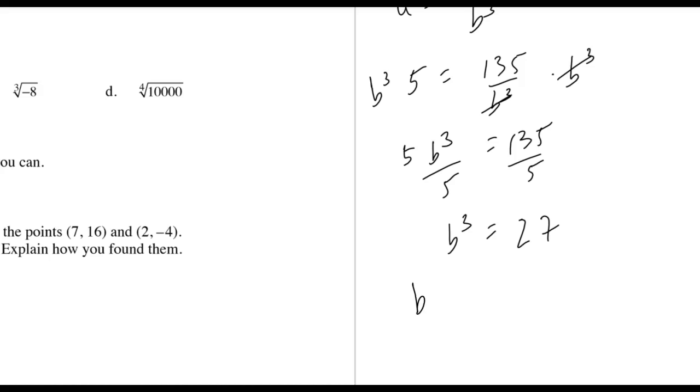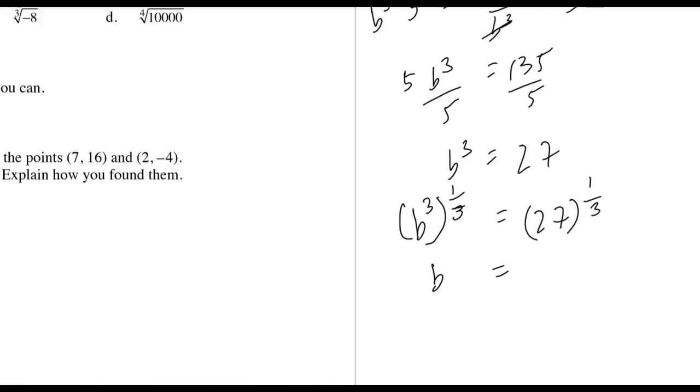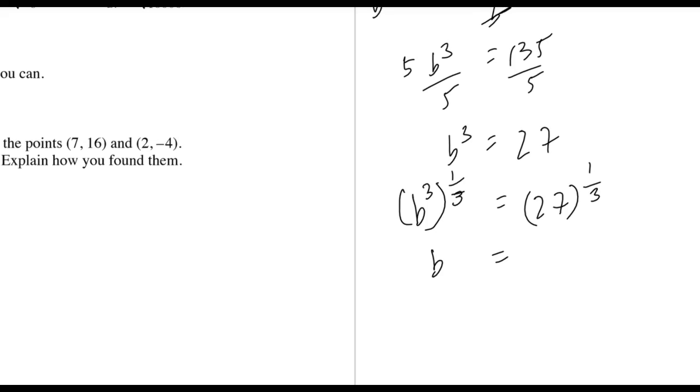Well, once again, b to the third to some power equals 27 to some power, right? So what if I took this to the 1/3 power? Then this would just cancel out and make it b, right? Equals, of course, if I did that to that side, I have to do it to this side, right? So what's 27 to the 1/3 power? Looking at my calculator, it turns out to be 3, because 3 times 3 times 3 is 27. So b equals 3. So that's how you would solve it.